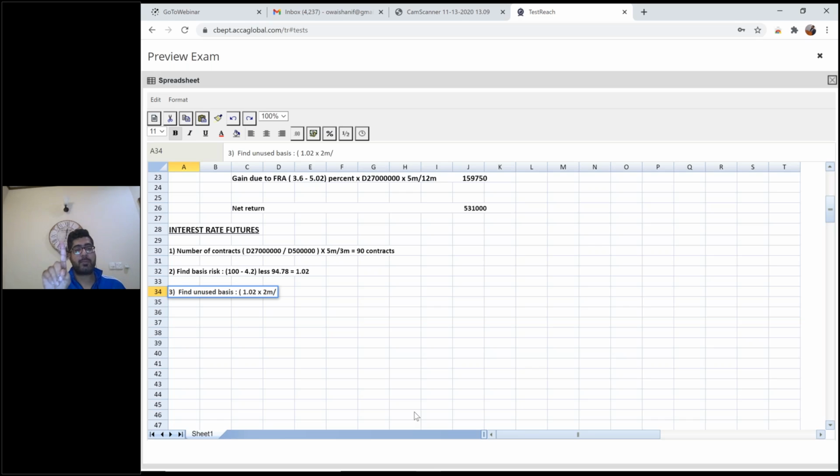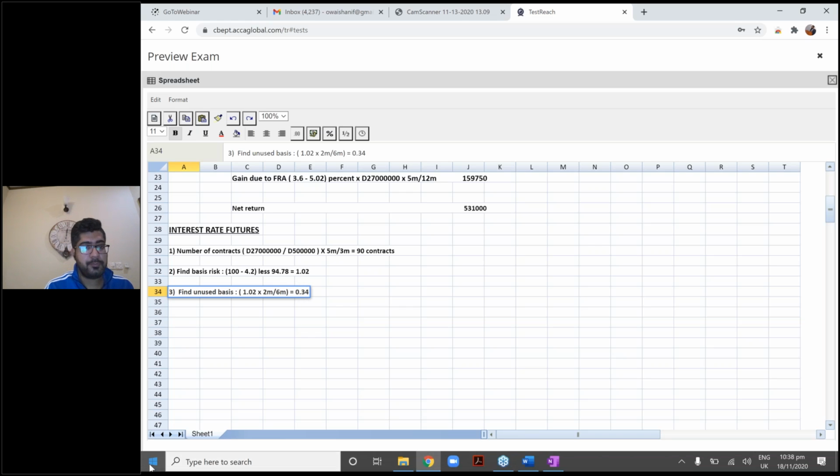Count total months. Today's date is 1st October, and you took a future of 30th March. So 1st October to 1st November, 1 month. 1st December, 2 months. 1st January, 3 months. 1st February, 4 months. 1st March, 5 months. And 30th March, 6 months. So total months are 6. This makes it 0.34.